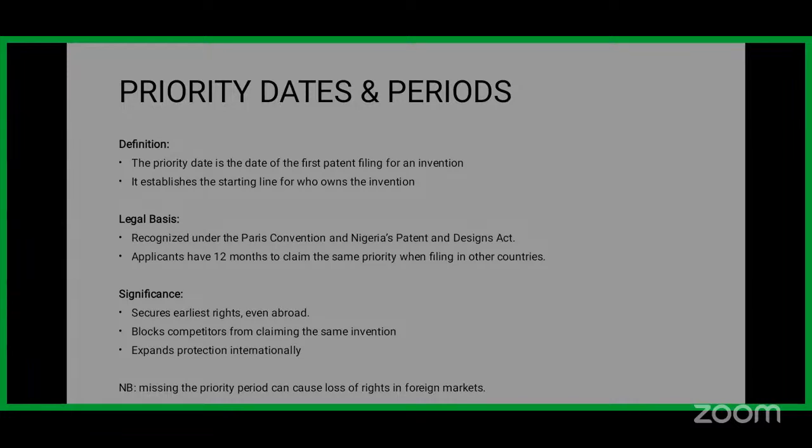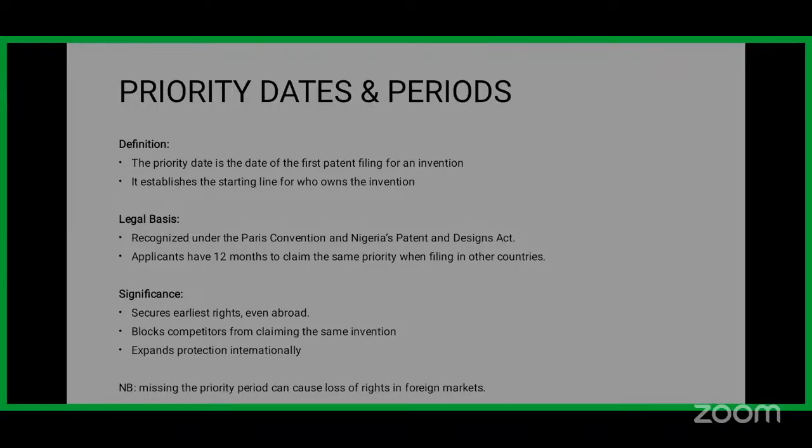Then the legal basis: priority date is recognized in different laws, like the Paris Convention. It's also recognized in the Patent and Design Act in Nigeria. I think about section 27 or thereabout recognizes priority date. And the applicant has 12 months to claim the same priority when filing in other countries. So what it means is that if you file in a country and then you want to file in another country, you must do so within 12 months before you can claim that priority date over that particular invention.